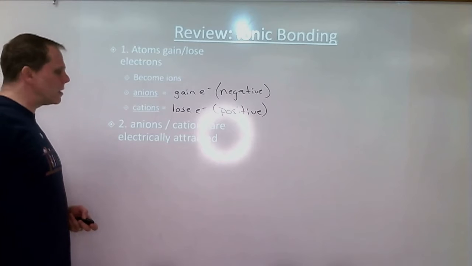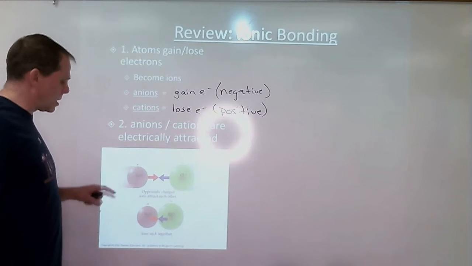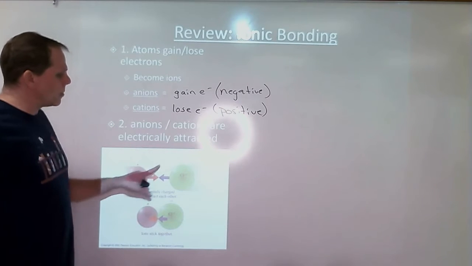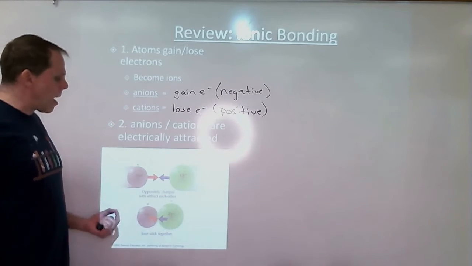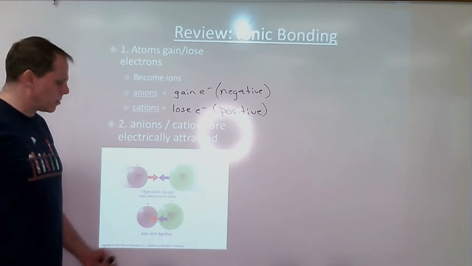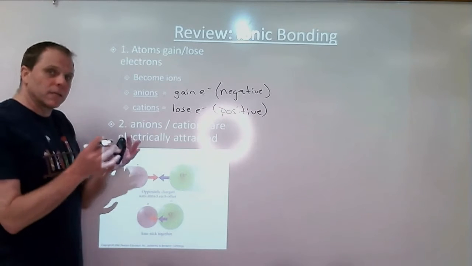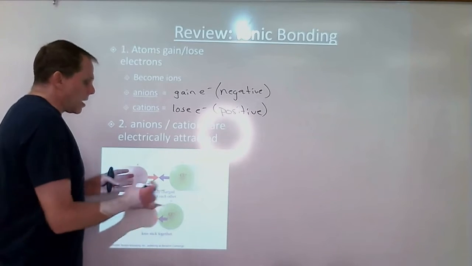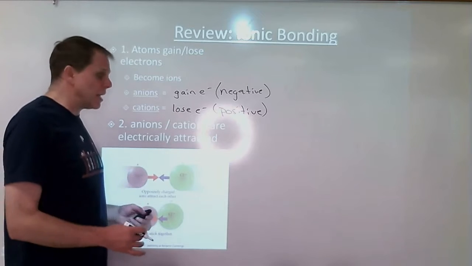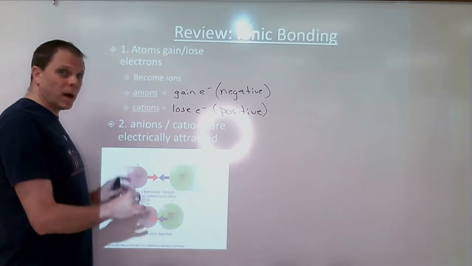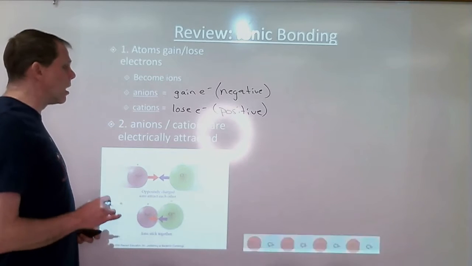So there's a little bit of review there. Remember that these negatives and positives are going to be attracted to each other. So if I have a positive sodium and a negative chlorine, they are oppositely charged, so they're going to come next to each other. That place where they're coming next to each other, that is the ionic compound, and that's a strong attraction. And these are strong bonds. These are strong materials, strong solids.